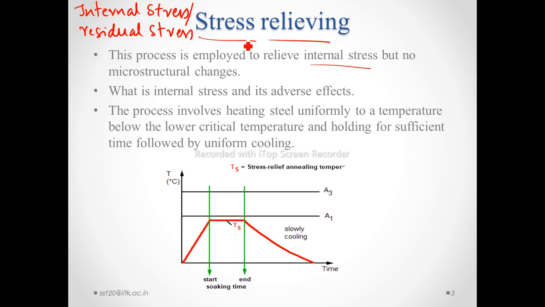But one more noticeable point in this stress relieving heat treatment is that there is no change in the microstructure. The microstructure will remain as it is, only it will remove the internal stresses. So in our mind it will come: what are these internal stresses and how do they adversely affect the material? Why do we want to remove them? There should be a reason to remove these internal stresses. Let's begin. What do you mean by internal stresses?